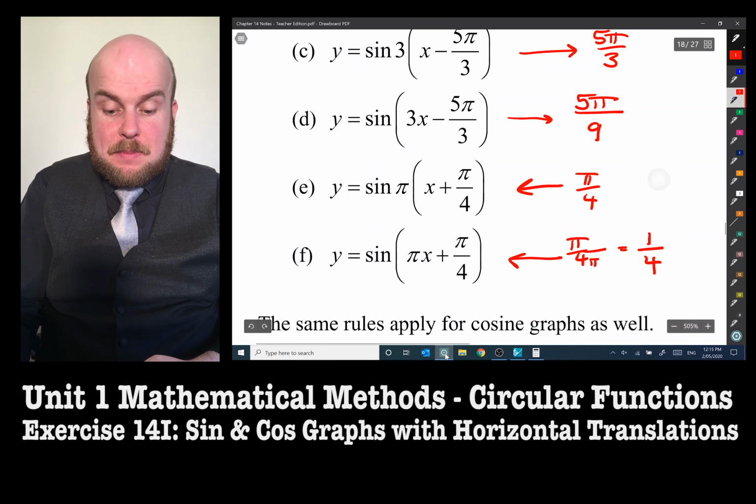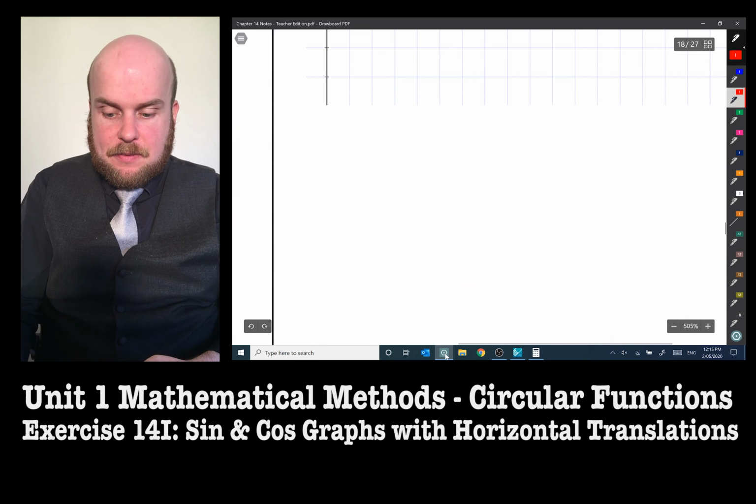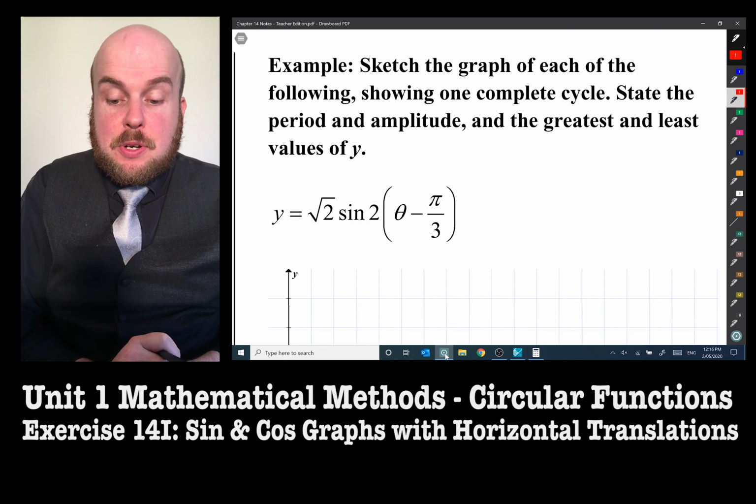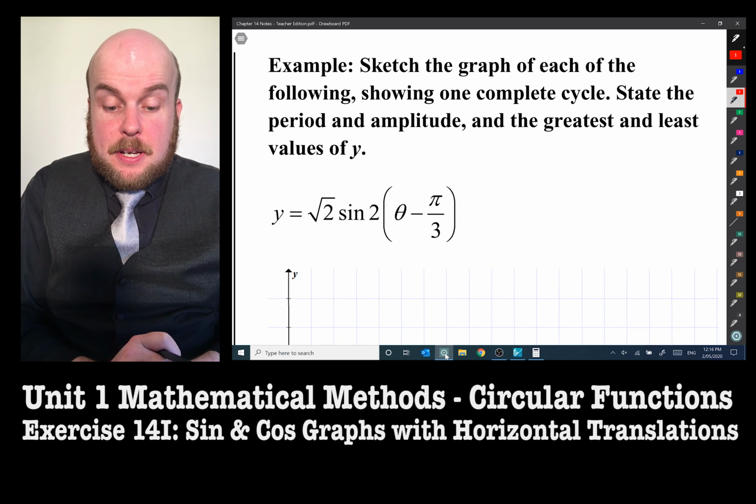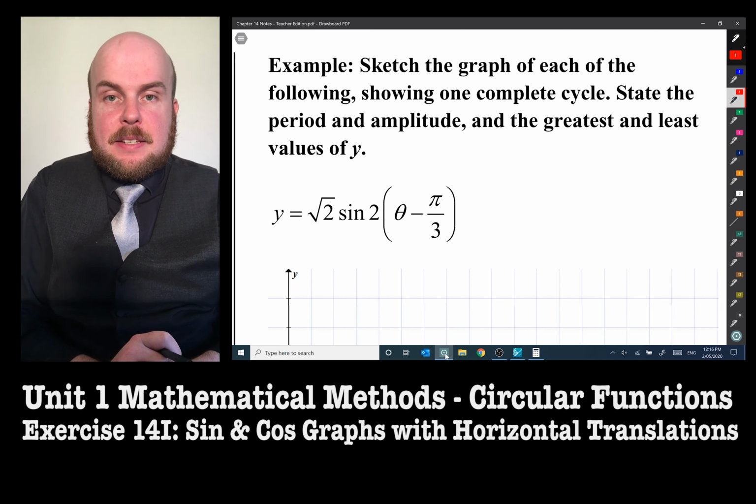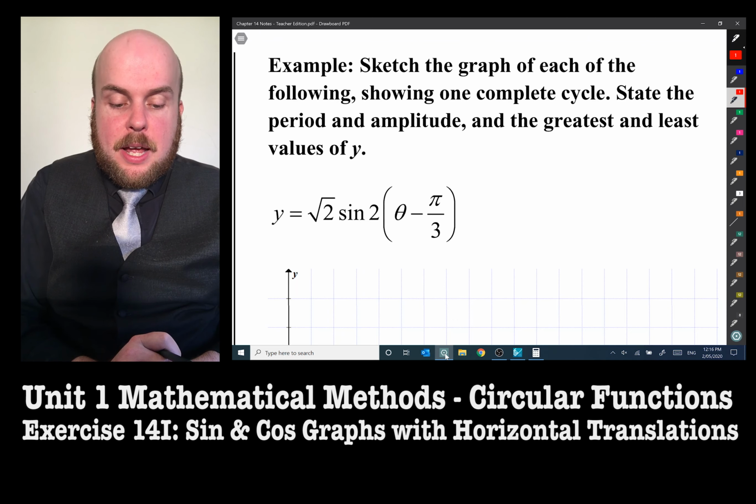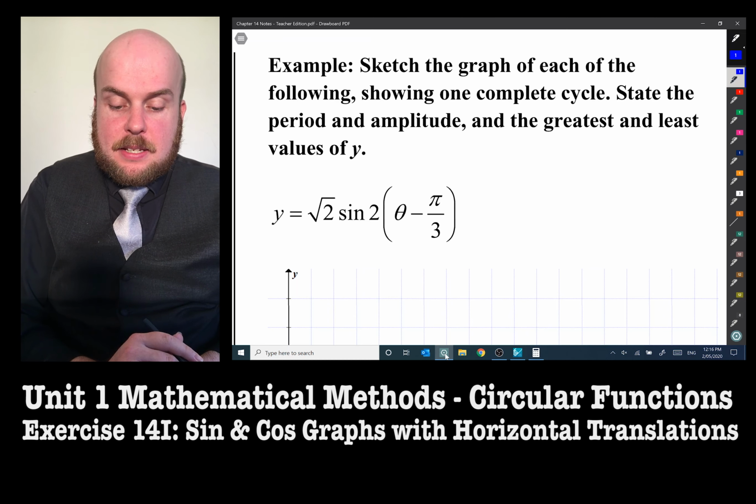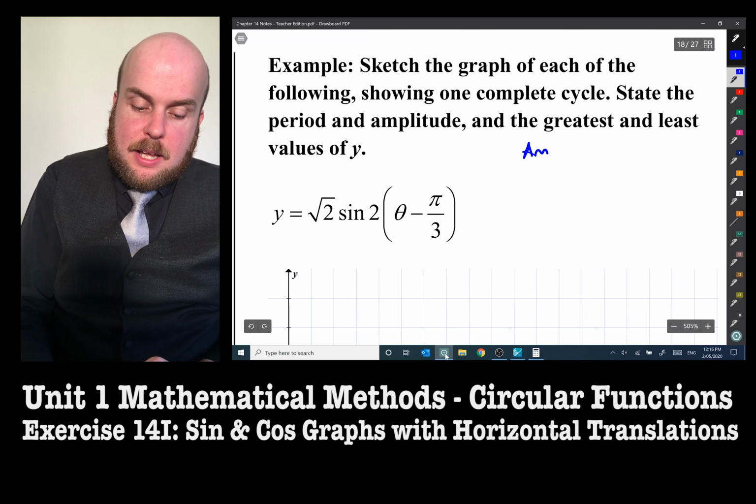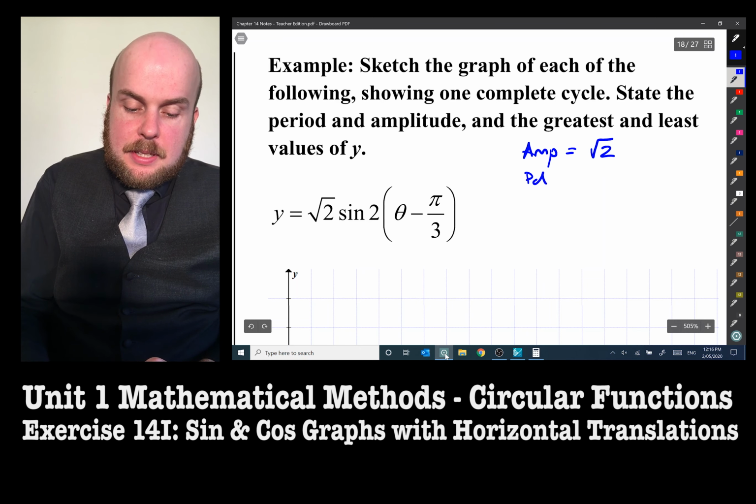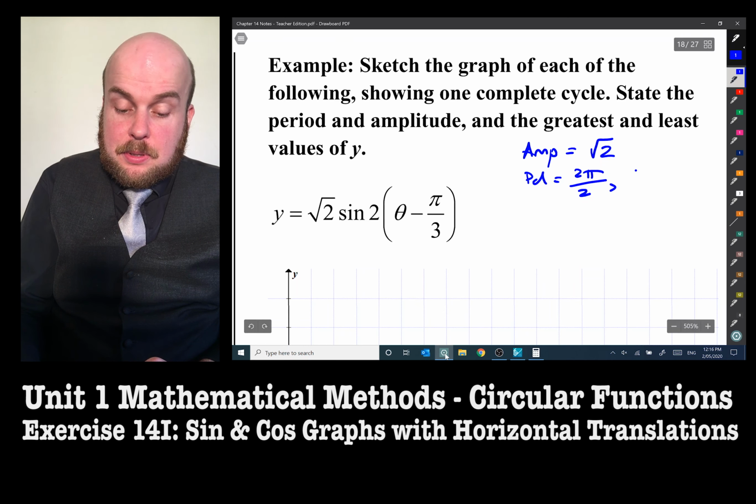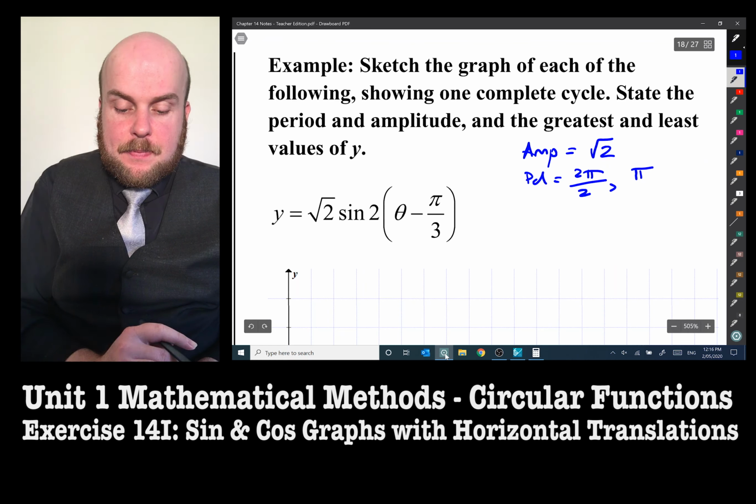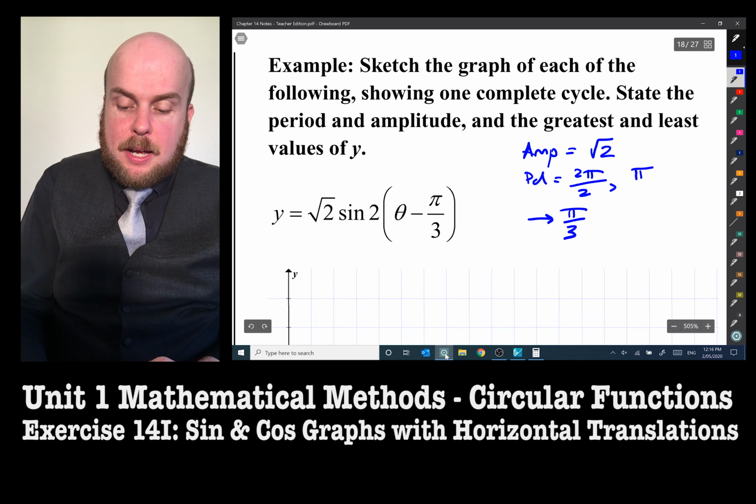So we're going to attempt to sketch some of these graphs. Sketch the graph of each of the following showing one complete cycle. State the period and the amplitude and the greatest and least values of y. So we've got y equals root 2 sine 2 brackets theta minus pi on 3. So the amplitude is root 2. The period is 2 pi divided by 2, which is equal to pi. And it's been moved to the right by pi on 3.